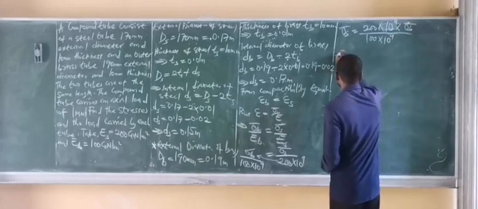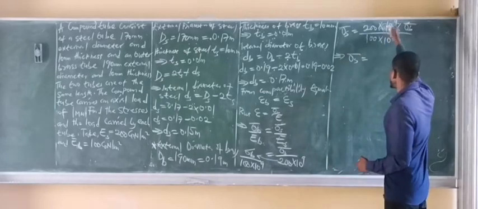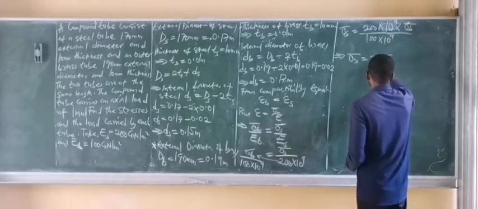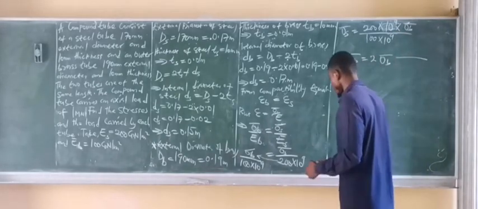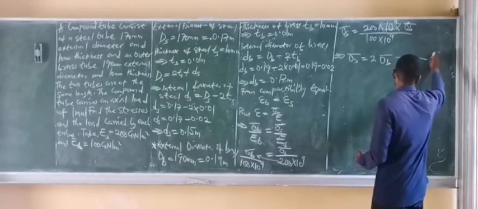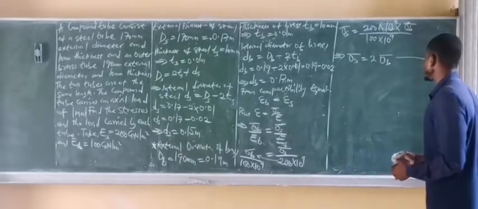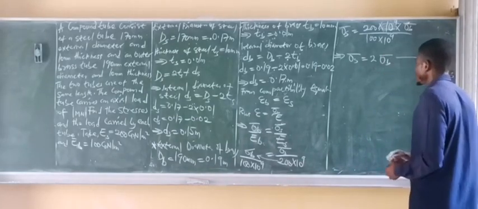So this simply implies that stress of steel is actually 200 by 10 raised to power 9 divided by 100 by 10 raised to power 9, which will give us 2 times stress of brass. Call this equation 1. So from equation 1 we obtain that stress of steel is actually 2 times stress of brass. So we'll keep it there.